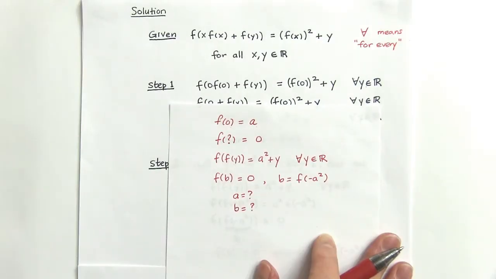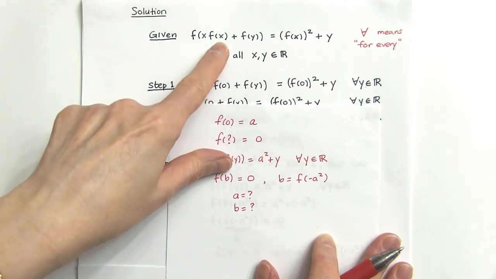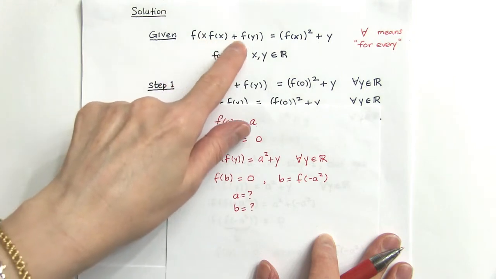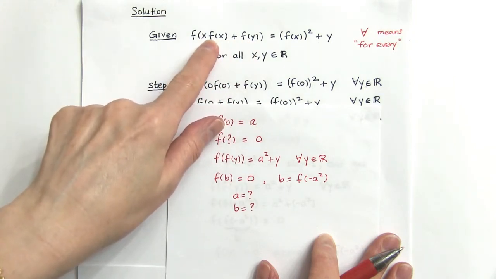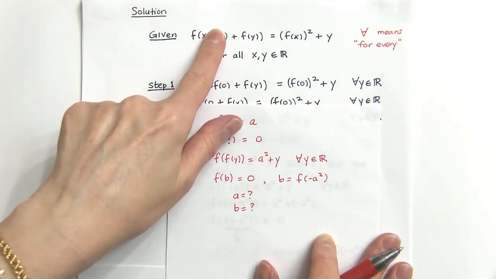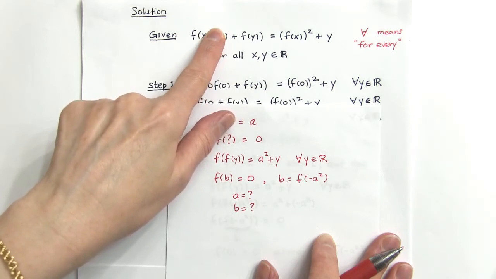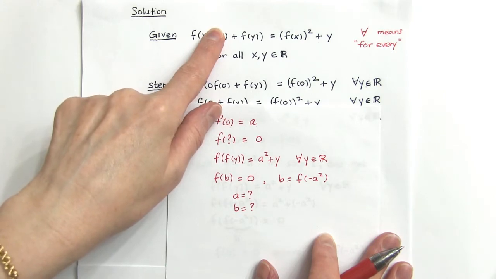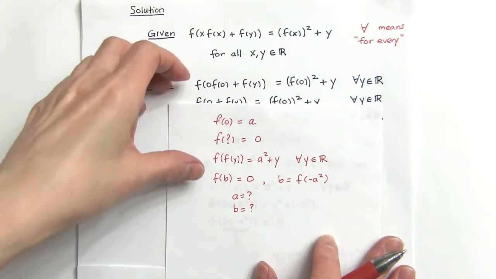I think I'm going to try plugging b in for x next, because f at b is 0, so that will simplify this expression quite a bit, because this will become 0 in this expression. And let's see if I can get some more information. So that will be my next step, like this.